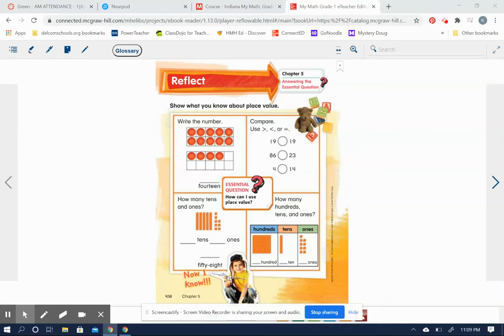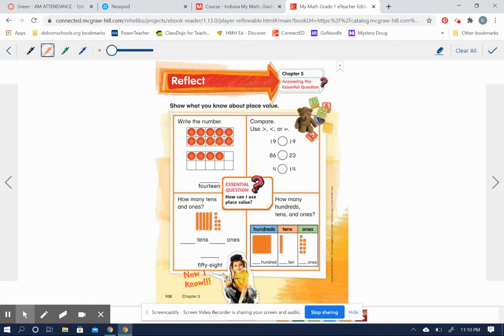Hello, boys and girls. Well, we have finally finished chapter 5 on place value. So I'm going to spend some time here with these next few slides going over some of the concepts that we talked about as a review before we take the test. It says up here at the top, show what you know about place value.